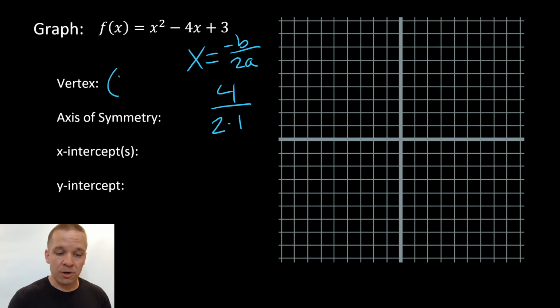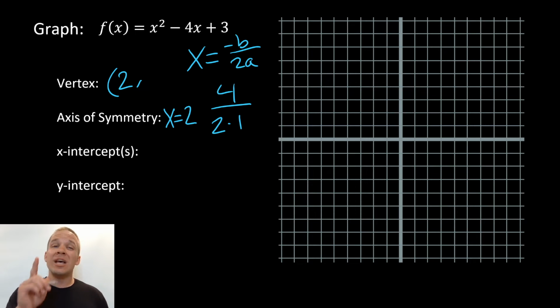So I know my x-coordinate of the vertex is 2, and this also gives me my axis of symmetry, x equals positive 2. It's got to be an equation because it's an equation of a line. It's a vertical line that we're going to graph in there, dashed.